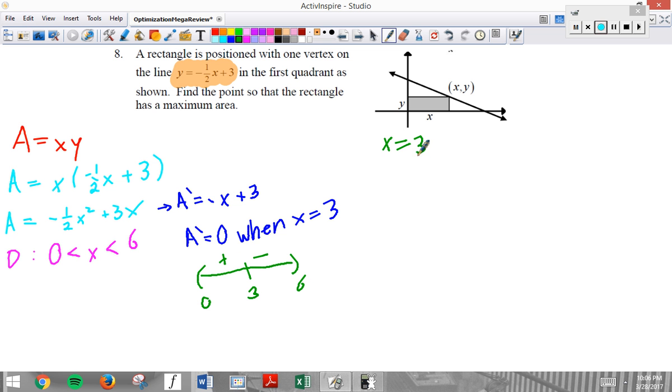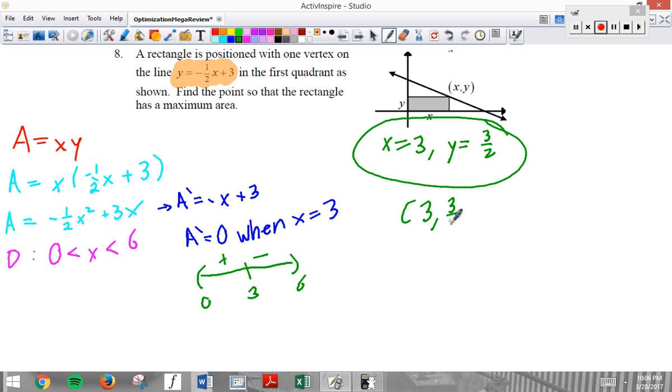X equals 3. What would y be? Y would be 3 halves. Ugly but true. That's a point. If I wanted to write the point, it would be 3 comma 3 halves.